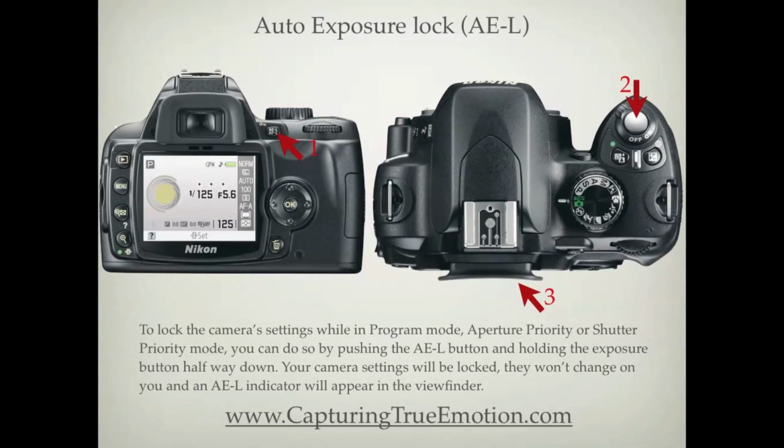To lock the camera settings while in program mode, aperture priority, or shutter priority mode, you can do so by pushing the AEL button and holding the exposure button halfway down. Your camera settings will be locked, they won't change on you, and an AEL indicator will appear in the viewfinder.